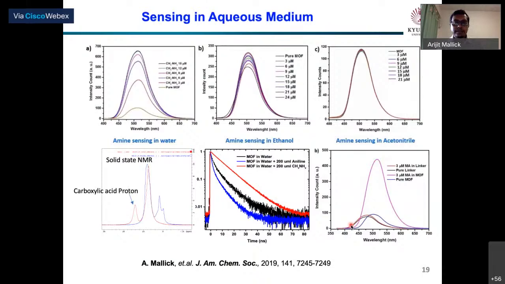And now I will come to a detailed understanding of what mechanism is going on. We have seen in different solvents, acetonitrile, ethanol, and water, that the detection in water is more prominent than the others. Also, the linker alone doesn't show any prominent fluorescent sensing, but the MOF shows very high sensing. So there is something going on inside water, and there is some interaction between the amine and the framework.